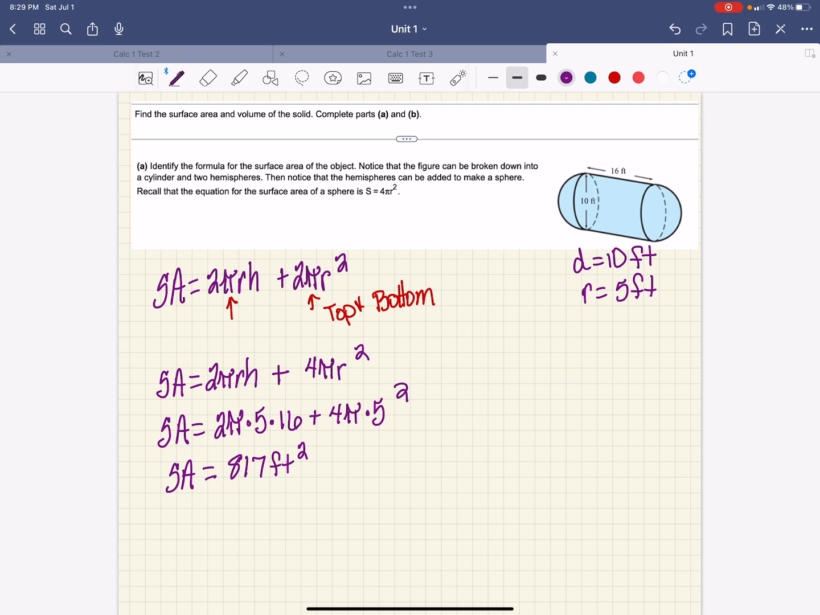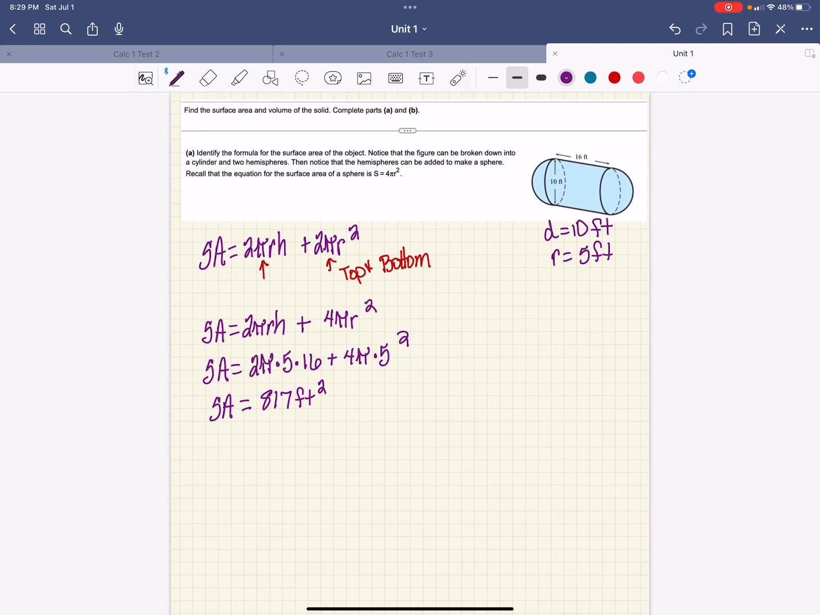Now, the next part of this is we need to find the volume. And again, I think the volume is not as difficult as finding the surface area. So the volume of a sphere is 4 over 3 pi r cubed. That's the volume of a sphere. Then we've got the volume of our cylinder, which again, you can have a formula sheet, but many of the formulas are also provided for you. So I have pi r squared h.